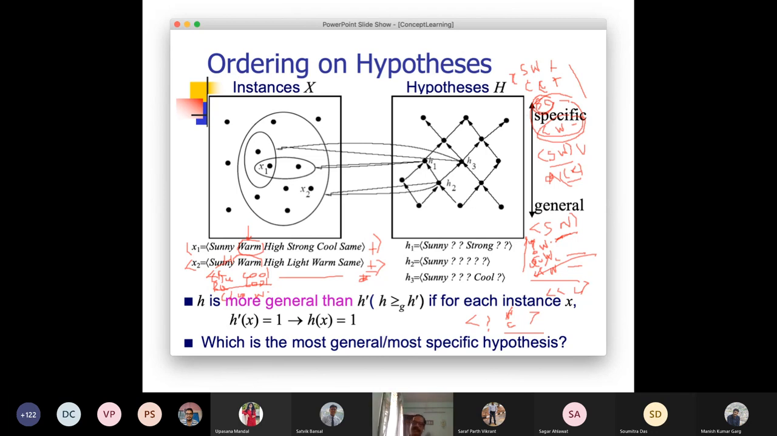So the assumption is that if there are multiple hypotheses, suppose you have both sunny warm and sunny cloudy, then it is okay. So we'll come to that, but I think this is one condition we can understand, that there are certain Boolean expressions which you cannot do.